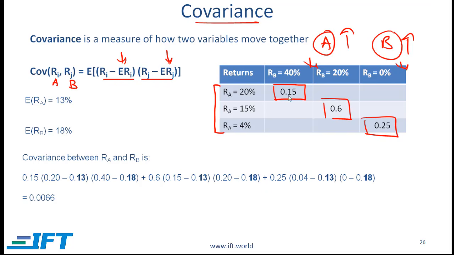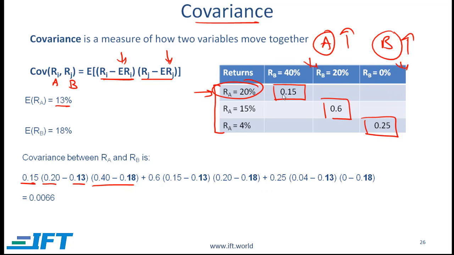Then to compute the covariance, we have to come up with the expected value of this product, and the way we do that is look at the first scenario, which has a 15% probability, and then this product here is the return on A minus the expected return on A in the first scenario where the probability is 15%. In the first scenario, the return on A is 20% or 0.2. So we have 0.2 minus the expected value of A, which is 13% or 0.13. We multiply that with 0.4 minus 0.18.